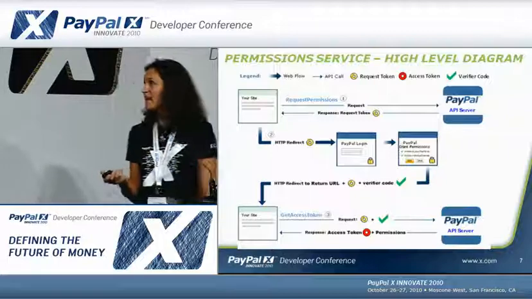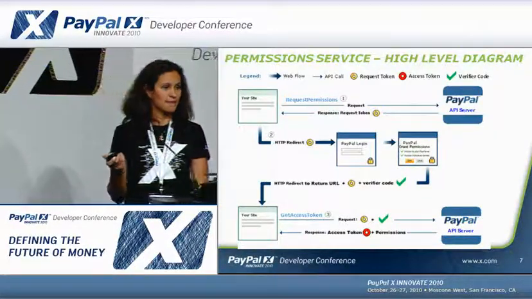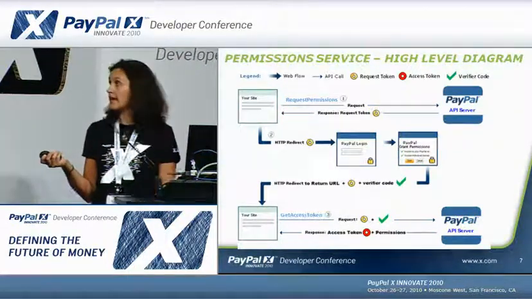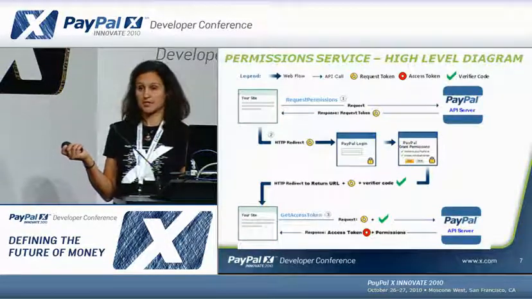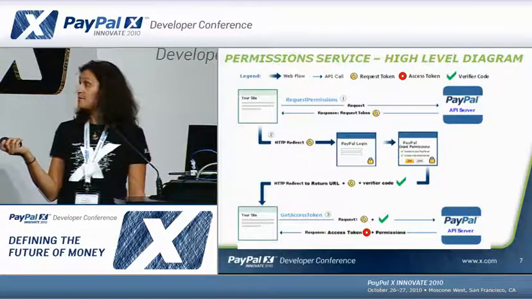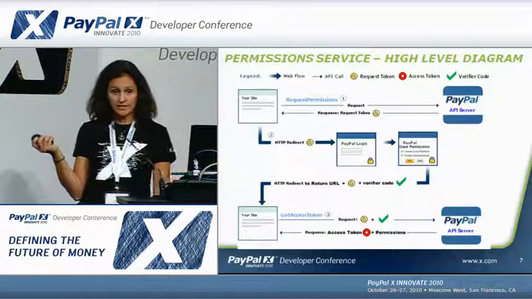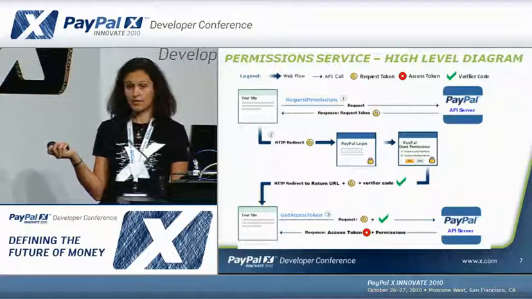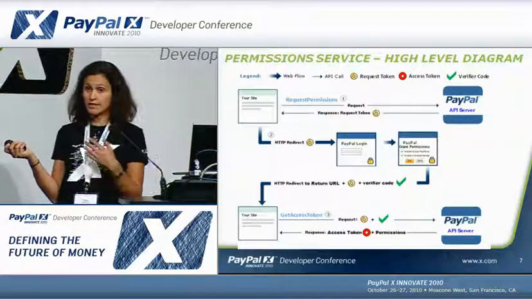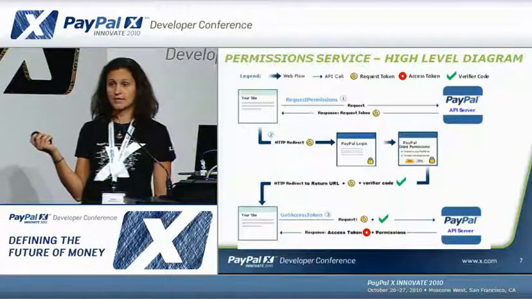seamless experience. On a high level, this is what happens in the background. So first, on your site or your app, you will make an API call called request permissions to PayPal, where you list the permissions that you want to solicit. And you'll get back a request token. With the request token, you make an HTTP redirect for your customer, where your customer will need to log in if they're not logged in already. If they are, this page will be skipped, and the page where a customer will grant permissions.